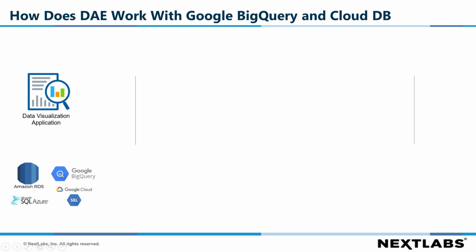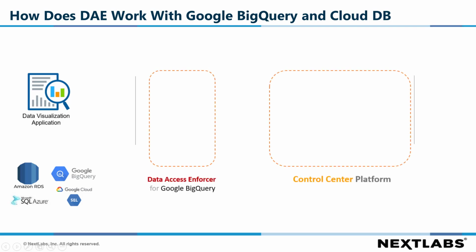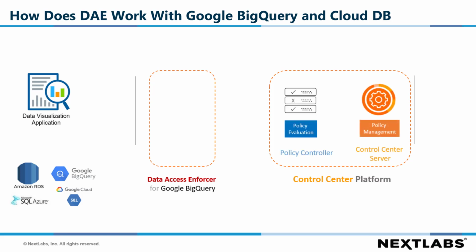This will grant all the users access to all the information stored in BigQuery. Just as showed in the demo we were using earlier, in order to control the amount of data users are able to see, we need to utilize two of our out-of-the-box NextLabs products, Data Access Enforcer for BigQuery and Control Center Platform. The Control Center Platform is composed of two main components, the Control Center Server and the Policy Controller.